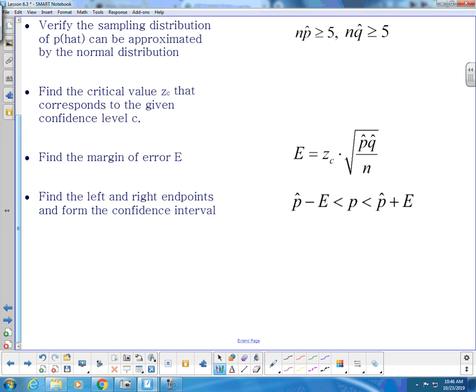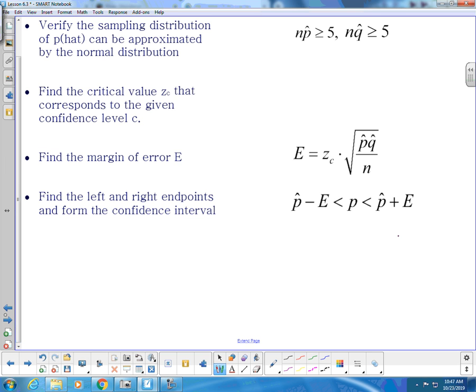So to find your interval, you're going to add and subtract, just like we were finding the confidence intervals before. So you've got to find that margin of error.